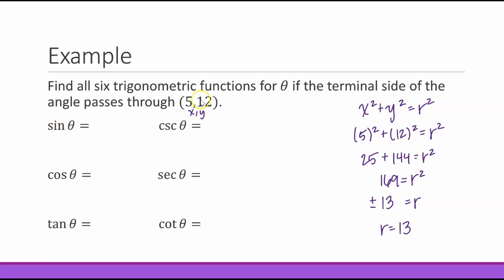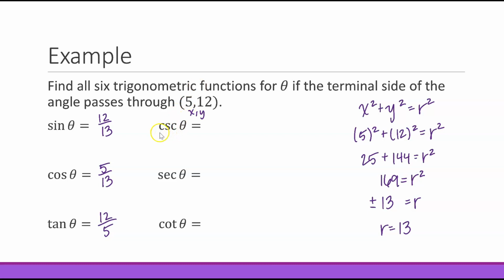Now, sine of theta, again, is y over r, so we're going to have 12 over 13. Cosine of theta is x over r, so we're going to have 5 over 13. Tangent theta is y over x, so we have 12 over 5.